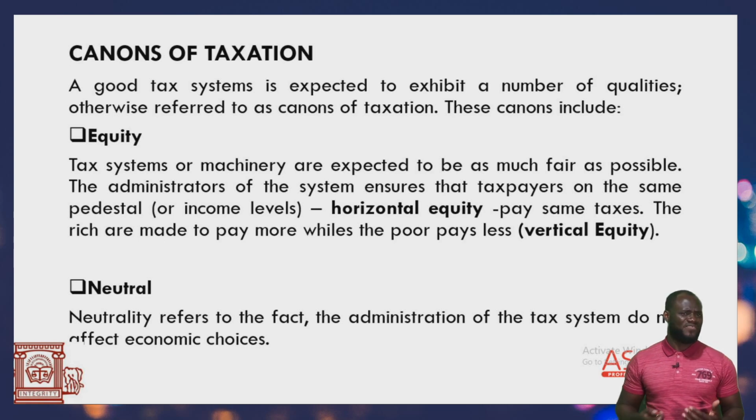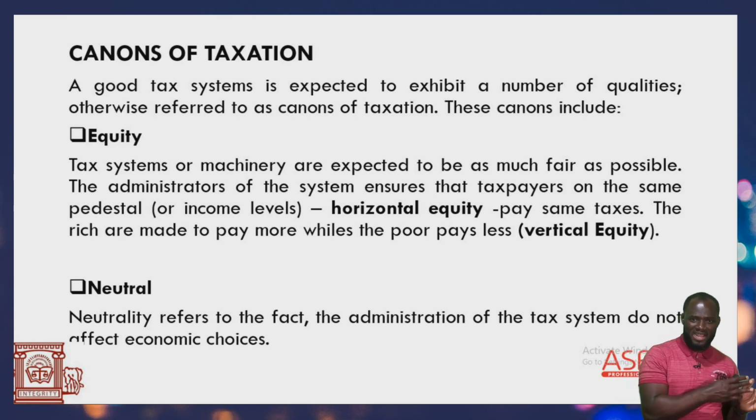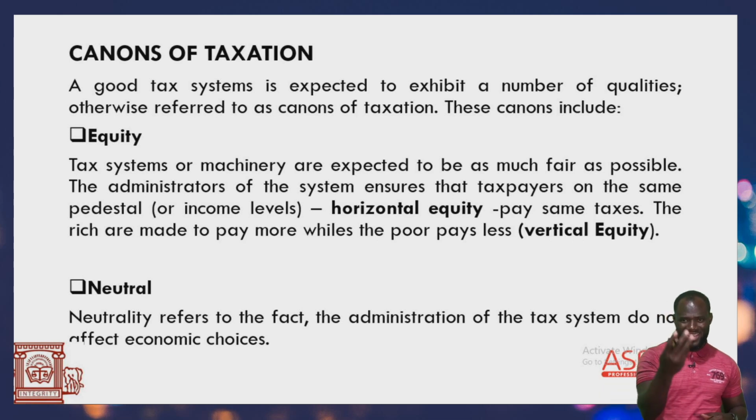And basically, these features are made up of ensuring equity, fairness. What that means is that taxpayers of the same level of income are supposed to pay, all things being equal, the same amount of what? Taxes. But taxpayers who belong to different income brackets, some have higher incomes, some have lower incomes. The more income you have, the more you pay, and the lower your income, the less you pay. So you have what is called horizontal equity, or horizontal fairness, and also vertical fairness.